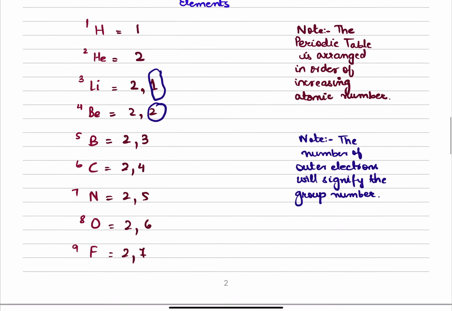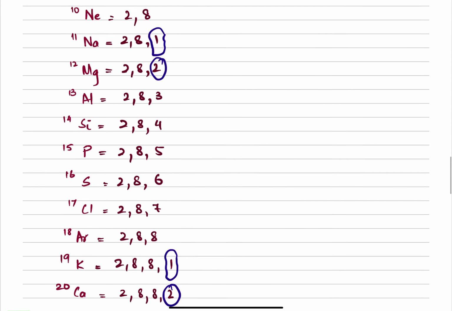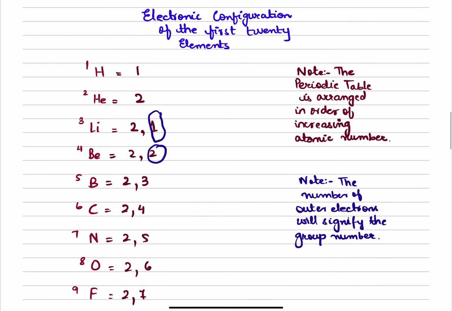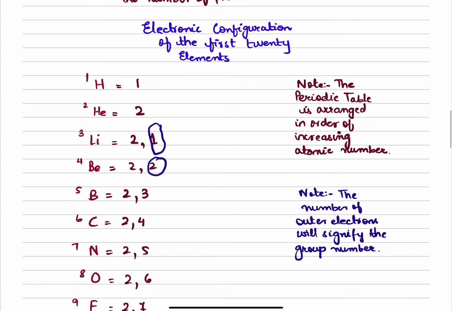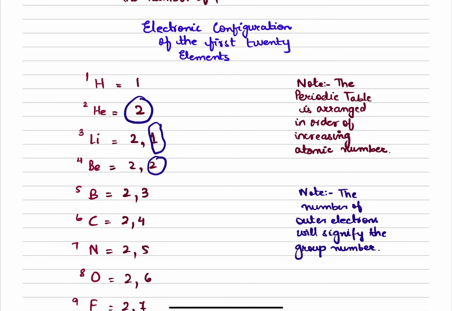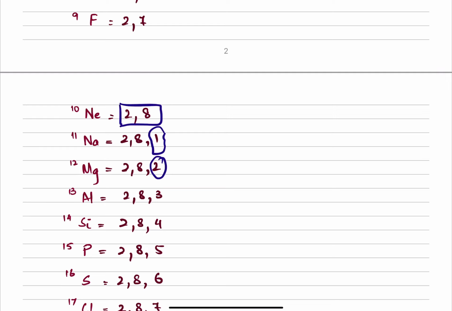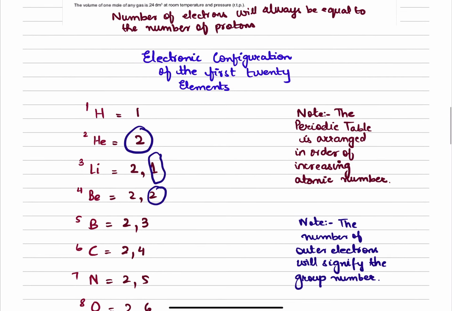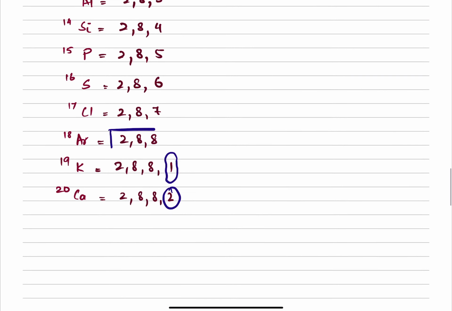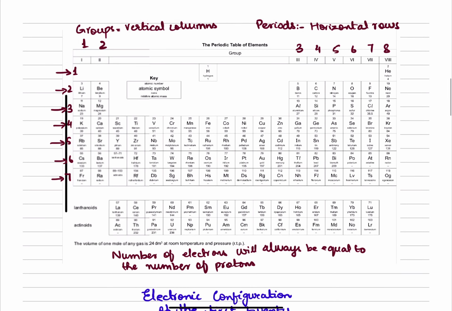One very important thing we need to see is that the elements that have a full shell, for example helium in the first shell or first energy level, you have 2 electrons, it's full. Then you see neon, 2 and 8, duplet and octet both are full. Then you see argon, 2, 8, 8. The third shell is also full. These elements are called noble gases, which are found in group 8 of the periodic table.